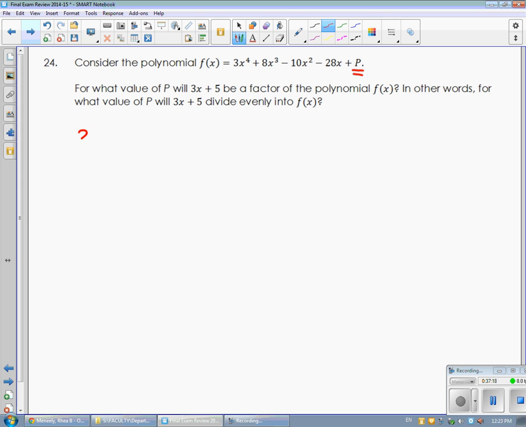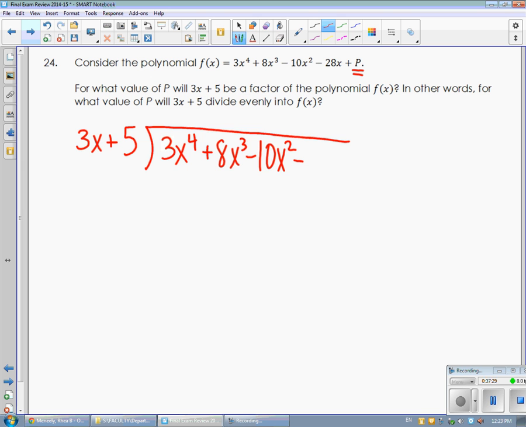So this is something I have to do long division for. So I'm going to have 3x plus 5, and then I'm going to have 3x to the 4th plus 8x cubed minus 10x squared minus 28x plus p. And I don't know what p is. So when I start doing my long division, remember we're not looking at how many times 3x plus 5 goes into that huge quantity.